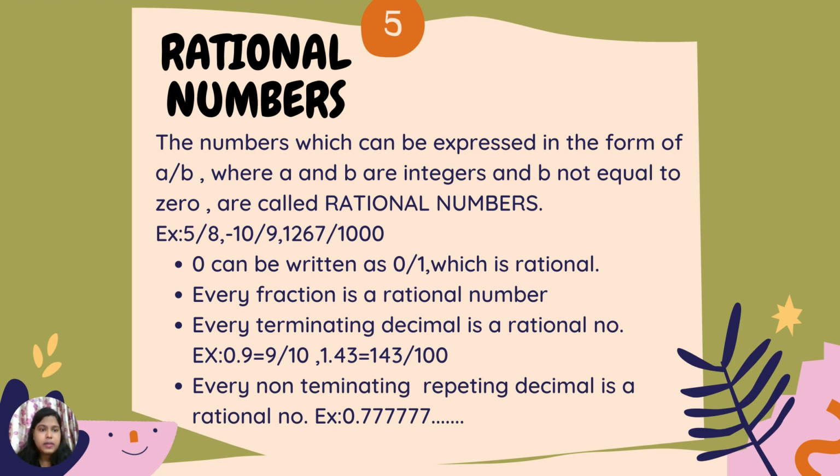Every fraction is a rational number. Fraction is also in the form of a by b like a rational number, so it comes under the category of rational number. Every terminating decimal is a rational number. That means which will be ending, like 9 by 10 is equal to 0.9, which is ending, it is terminating, right? It will come under rational number. Every non-terminating repeating decimal is a rational number. Those which are not terminating but they are repeating will also come in the category of rational number.